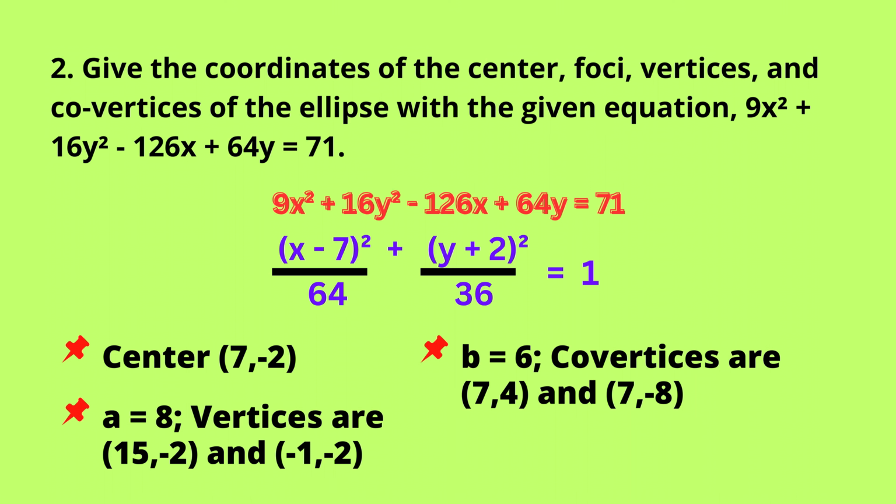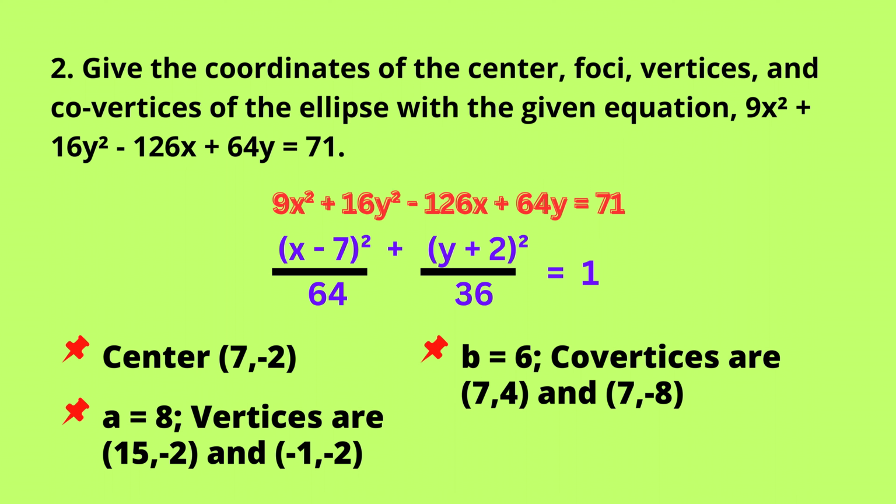We can say that this ellipse is horizontal because the higher denominator is found below variable x. Therefore, a squared is equal to 64, and a would be 8. We will add and subtract 8 to the x-coordinate of our center to get the coordinates of the vertices. Thus, our vertices are at (15, negative 2) and (negative 1, negative 2).